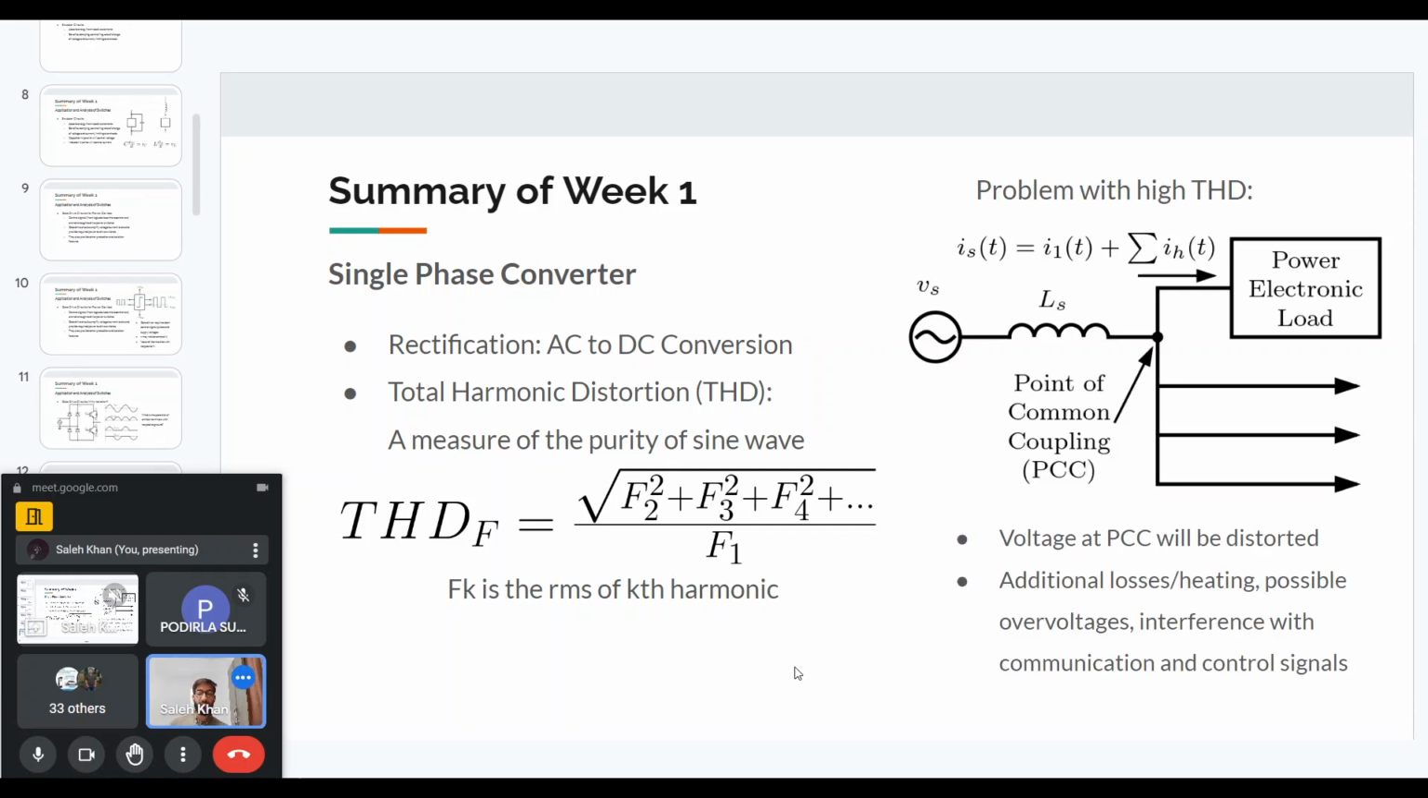So you can see here, for example, we have a sinusoidal source, and that source will have some impedance, as well as there will be some transmission line impedance. And then we will have our loads. Suppose now we have a power electronic load which has high THD. So it will have a fundamental component of current and it will have a lot of harmonic currents.